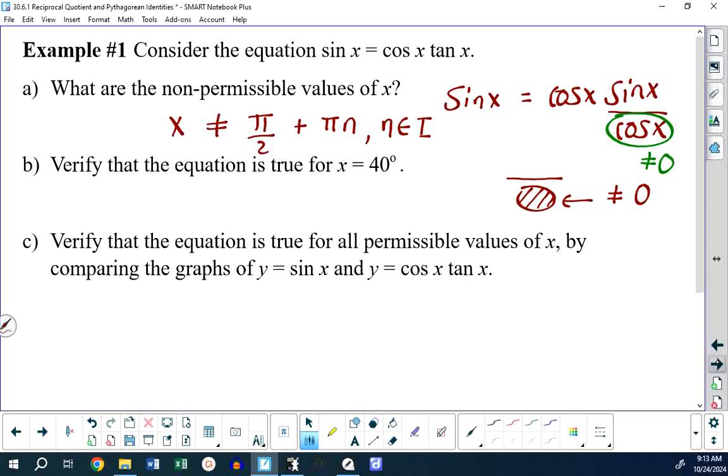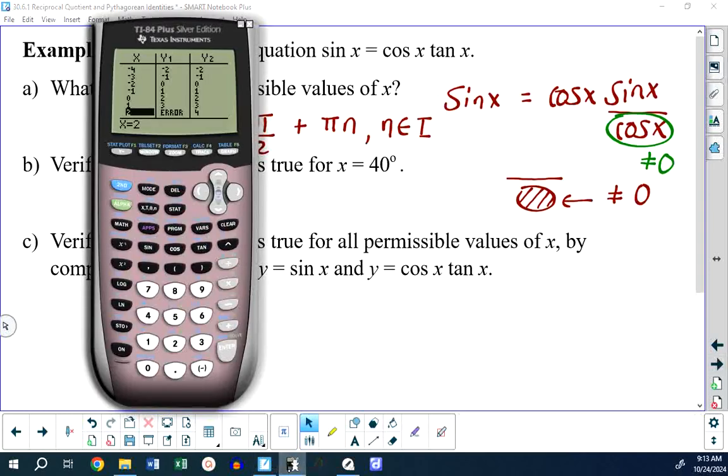Verify that the equation is true for 40 degrees. Put your calculator in degree mode.